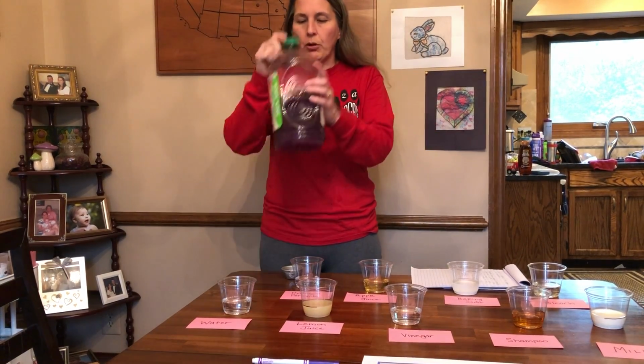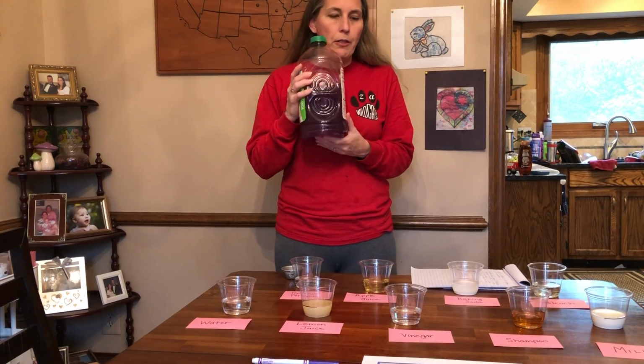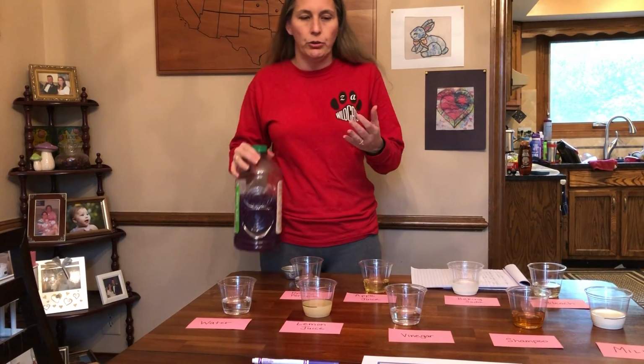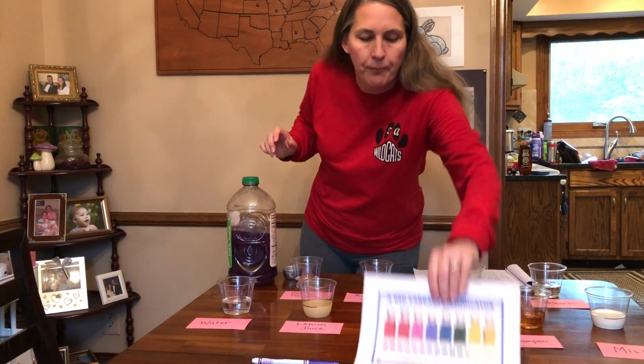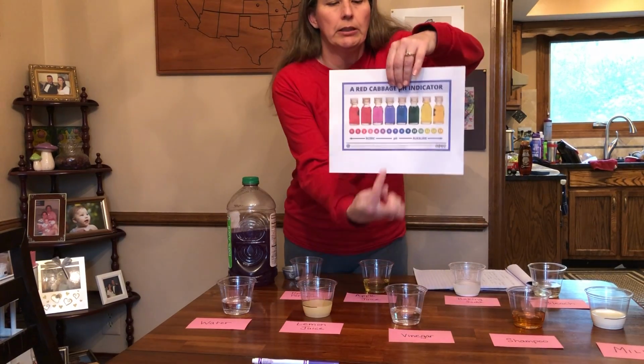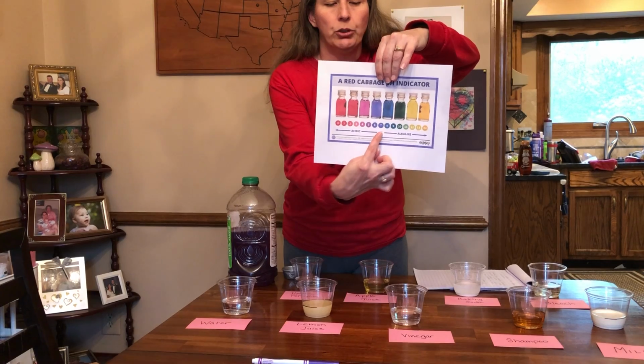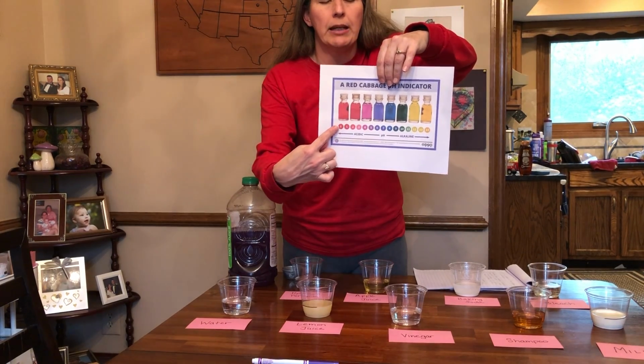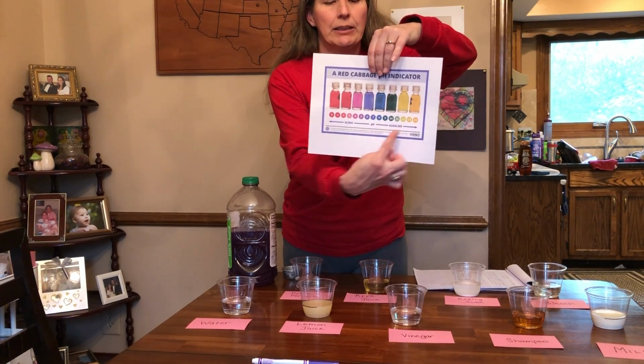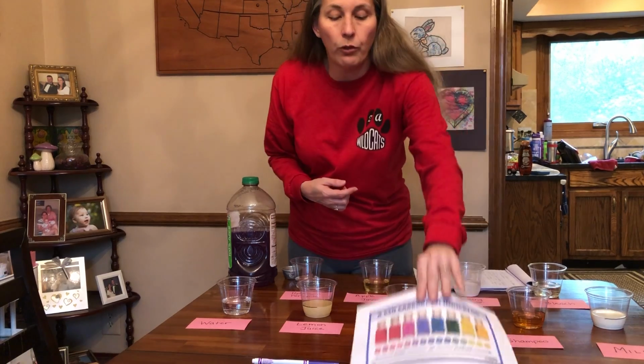So this is the normal color of red cabbage juice. So this purpley color would be considered neutral. I did print off a little color code for us so you can see that this is the color it is right now, which is basically 7, which is neutral. This would be more and more acidic. This would be more and more basic. So these are the colors we're going to look for.